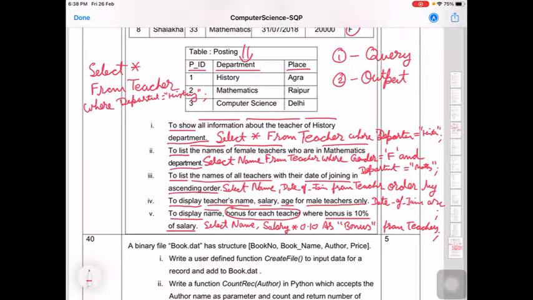So a derived column originates from an original column. Here the original column is salary. You have to multiply it by 0.10 to get the 10% of the salary, and the name of the new column, that is the derived column, will be bonus. So you write the as command. So this is how you approach the queries that are given to you.